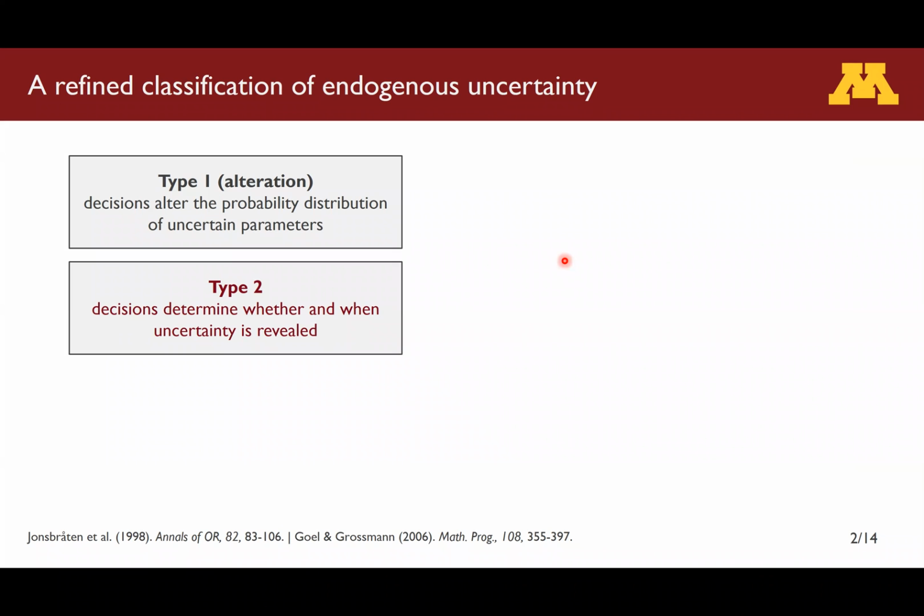Endogenous uncertainty has its origins in stochastic programming. Here I'm just listing two seminal papers on this topic. Usually we refer to two types of endogenous uncertainty, type 1 and type 2. In type 1, decisions can alter the probability distribution of the uncertain parameters, whereas in type 2, decisions do not affect the distribution, but they do determine whether and when uncertainty is revealed.